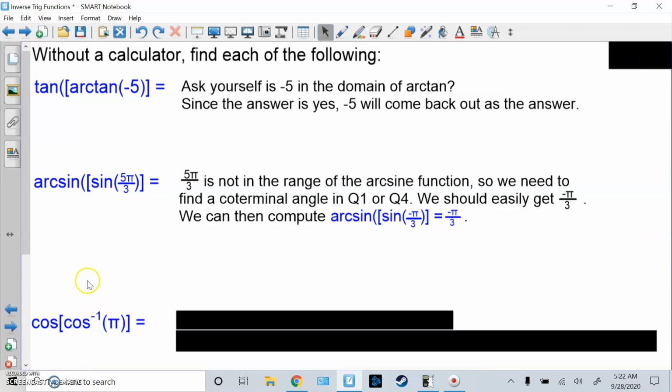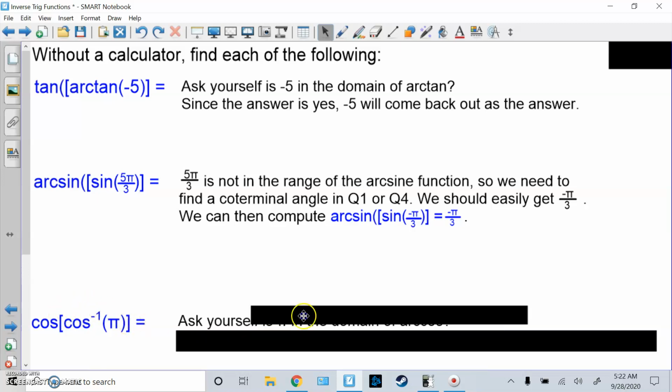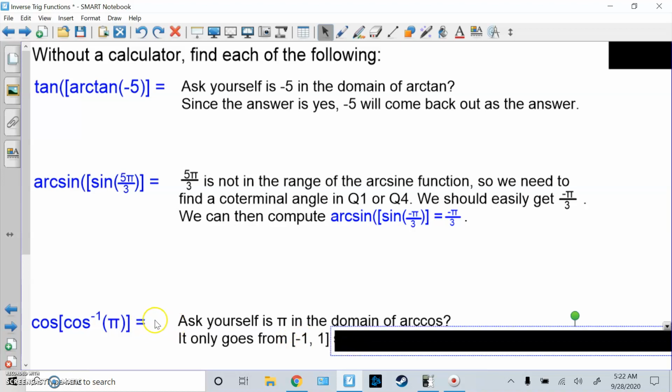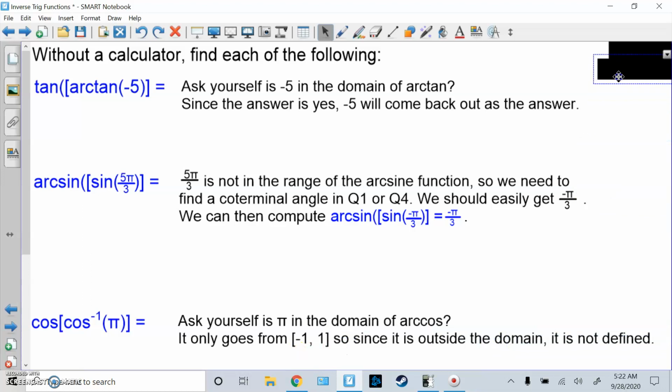Here, cosine of arc cosine of pi. Well, is pi in the domain of arc cosine? The answer to that is no. Remember, it only goes from -1 to 1. We can't find where the cosine of an angle is pi, 3.14, when cosine's range is from -1 to 1. That's why it's outside of arc cosine's domain. So it's outside of the domain, it's not defined.